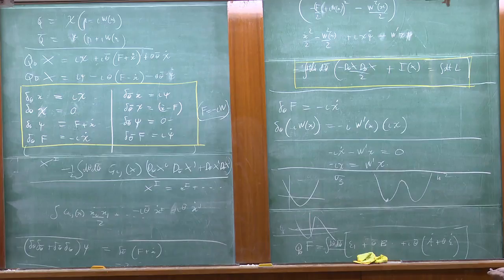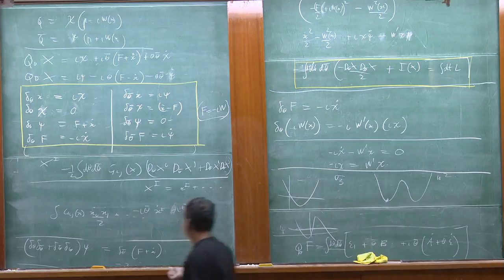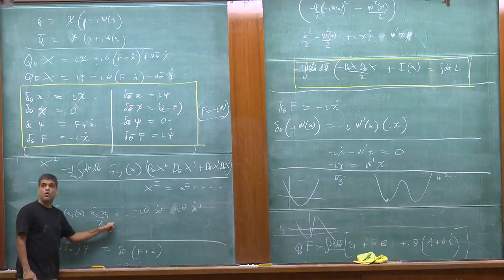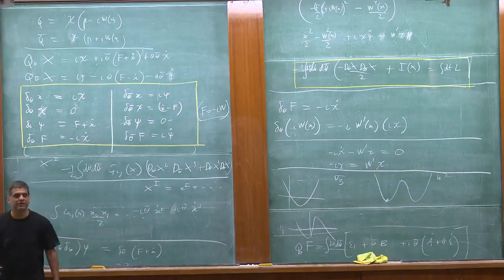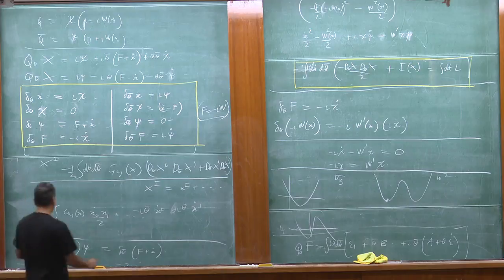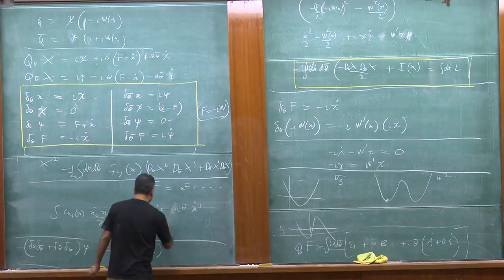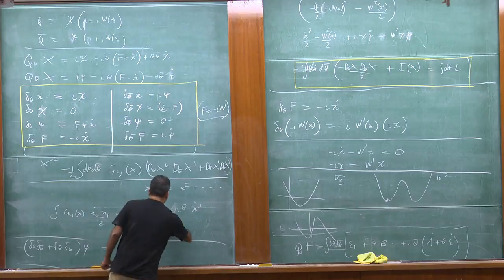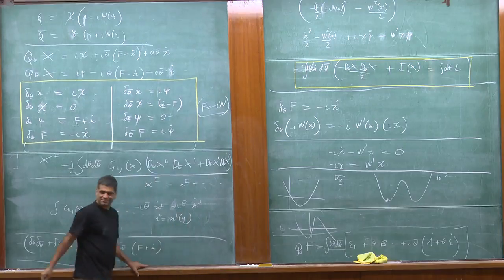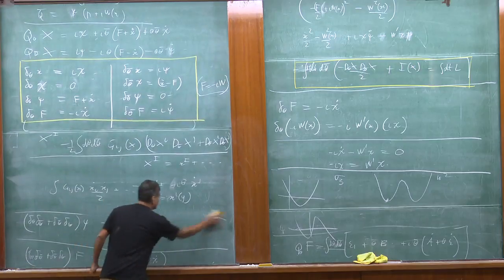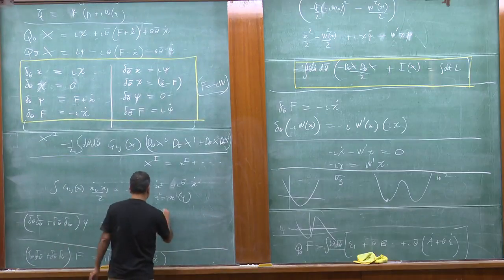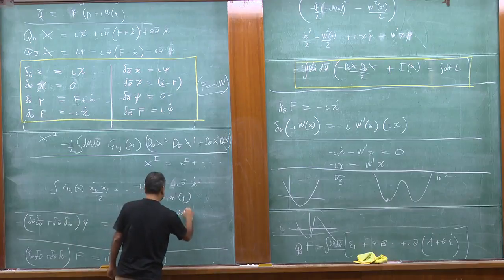Is this clear? Notice that field redefinitions in this model are precisely coordinate transformations on the manifold on which the particle is moving. How do you see that? Well, you see that by actually performing the field redefinition. Suppose I take xi equal to xi of y. Then we get xi dot is equal to del xi by del yj, yj dot.